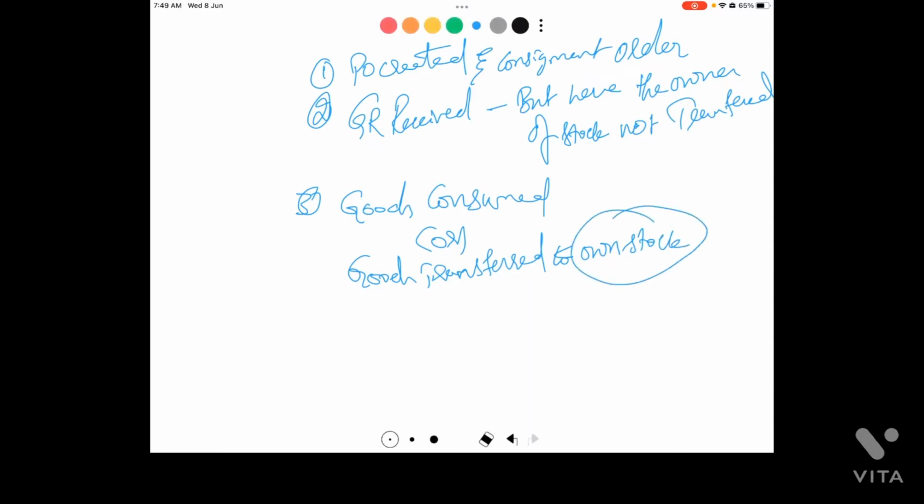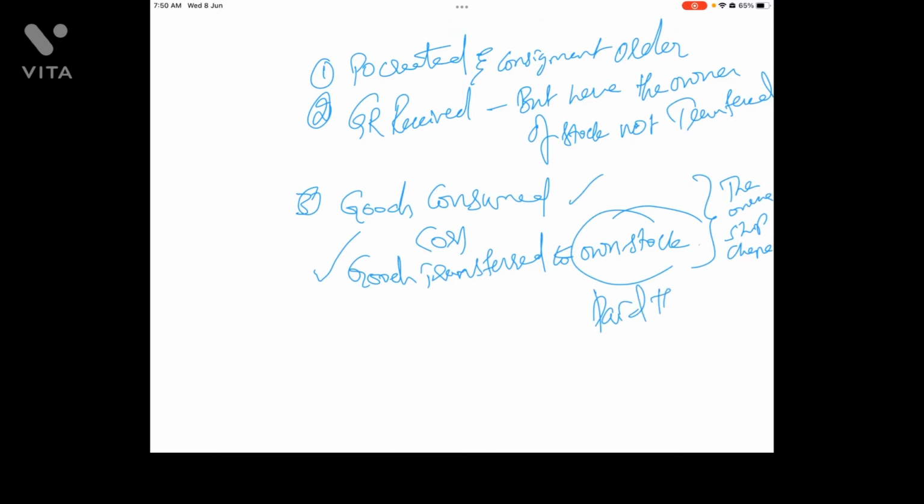So this is one and the consumed. These two cases, the ownership will be changed. I am the owner for that when I consume the stock and transfer it to own stock. So you have to pay for this amount. Whatever you consume, whatever you transfer to goods, you pay this amount only.